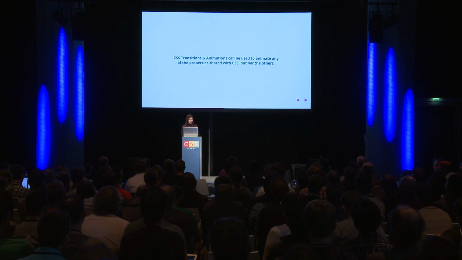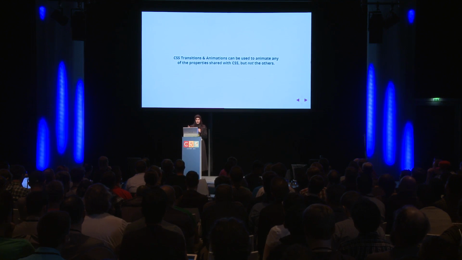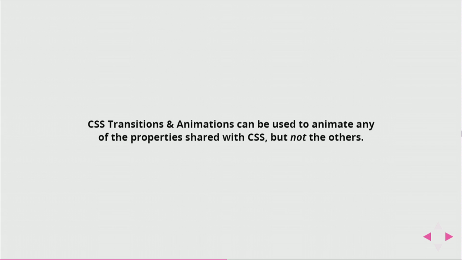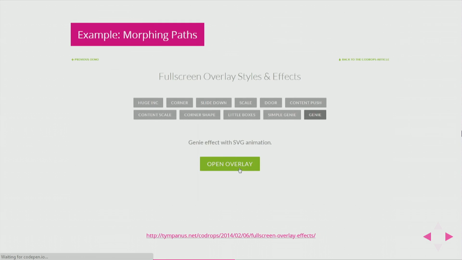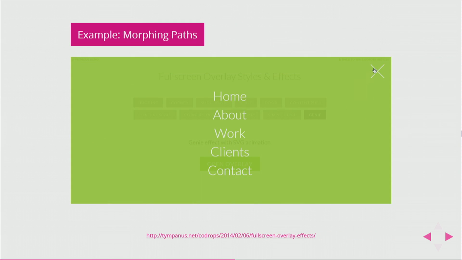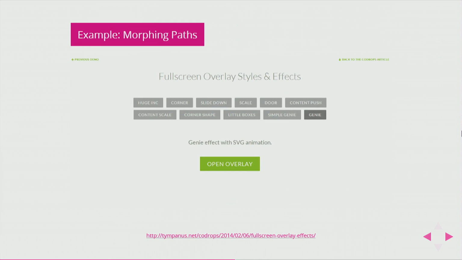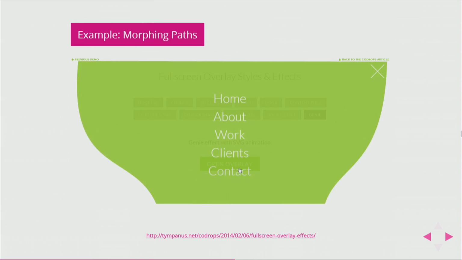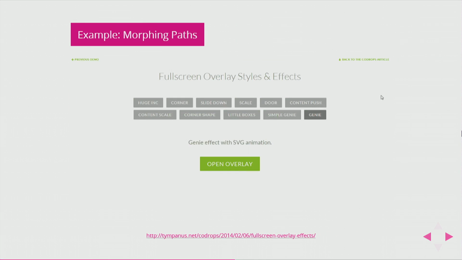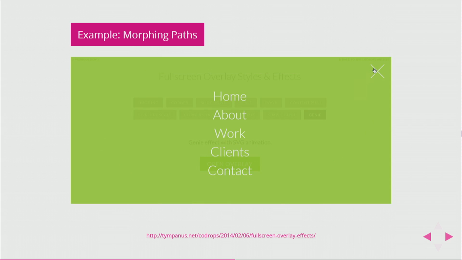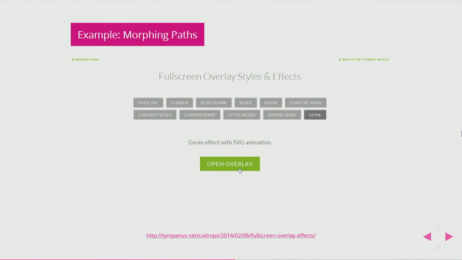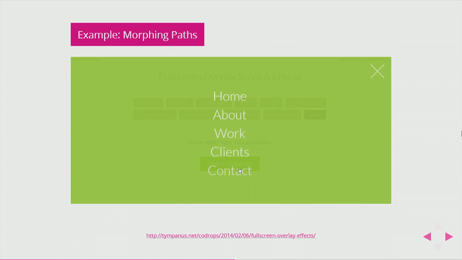Now, CSS transitions and animations can be used to animate any of the properties shared with CSS, but not the others. Like we mentioned, some of the presentation attributes can be set with CSS and some of them cannot. One of the examples that cannot be achieved with CSS is animating SVG paths by morphing paths from one shape to another. This is one of the most powerful features of SVG, and the most impressive effects can be created by animating paths. But this is currently not possible in CSS.